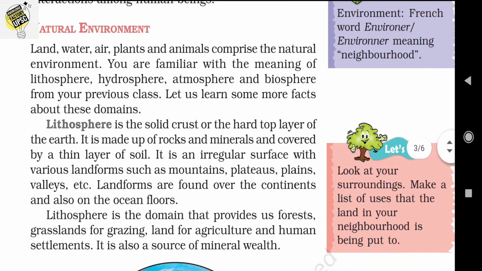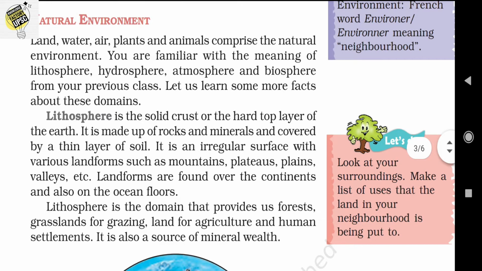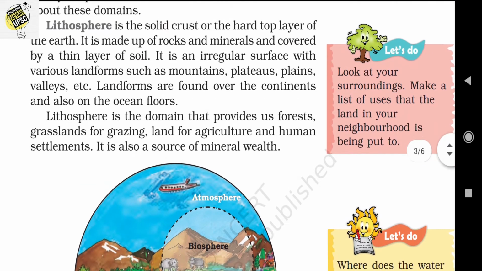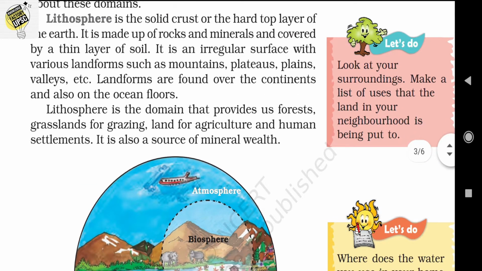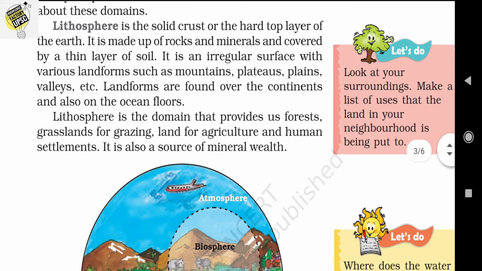Okay, so let's see the natural environment. The land, water, air, plants, and animals comprise the natural environment. The lithosphere, hydrosphere, atmosphere, and biosphere we have already discussed in the previous classes. So let's look into the detail of this concept. So what is a lithosphere? Lithosphere is the solid crust, the hard top layer of the earth, and it is made up of rock and minerals and covered by a thin layer of soil. So what is lithosphere?